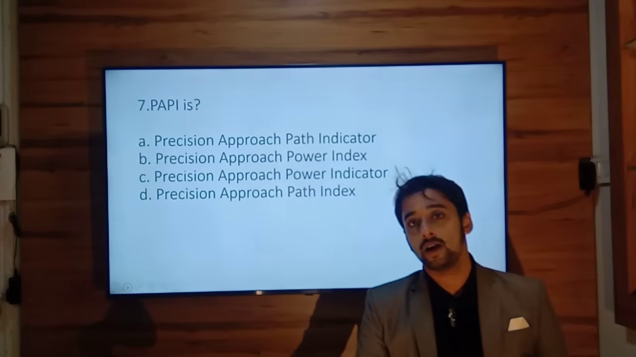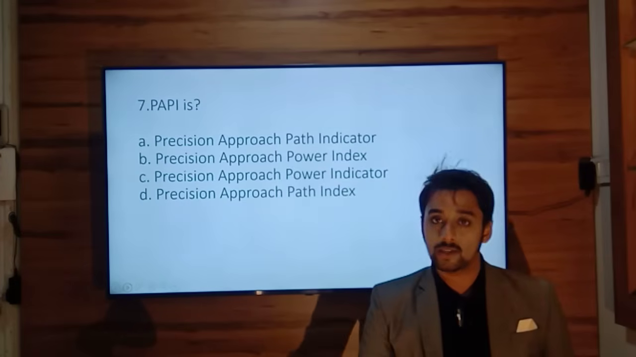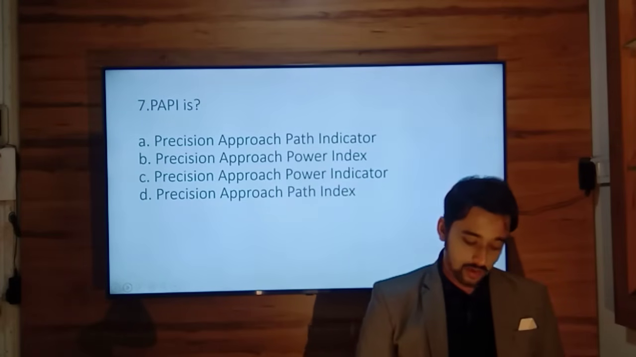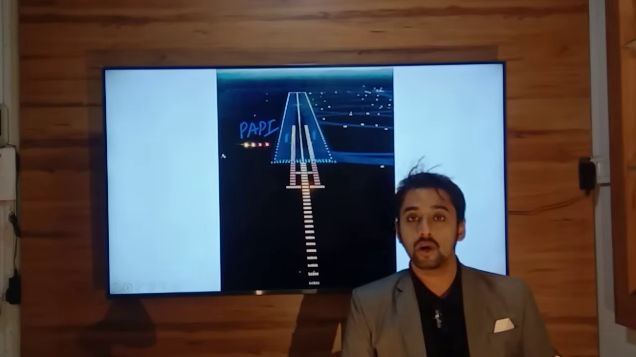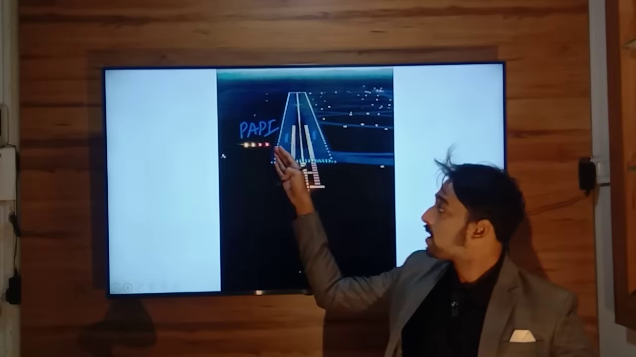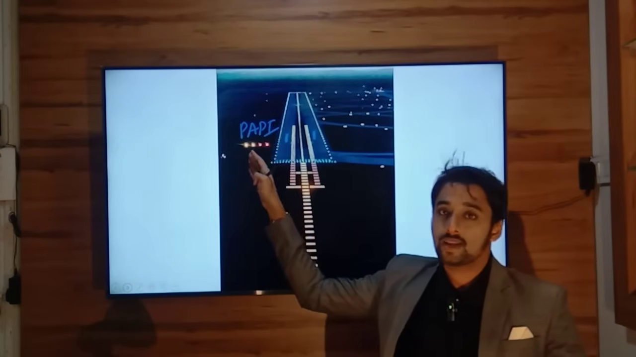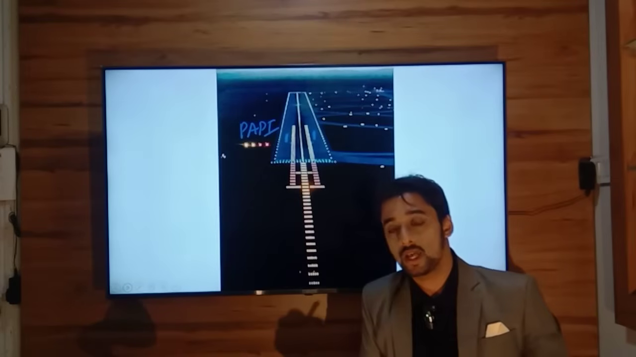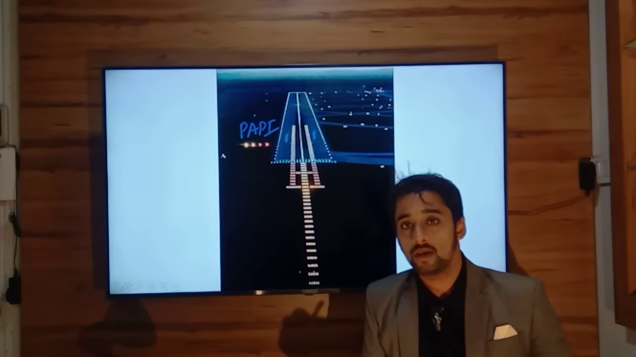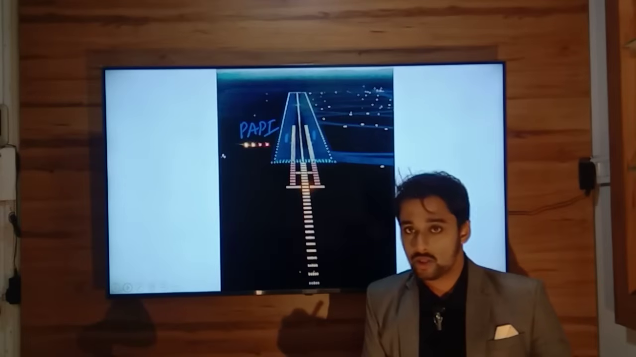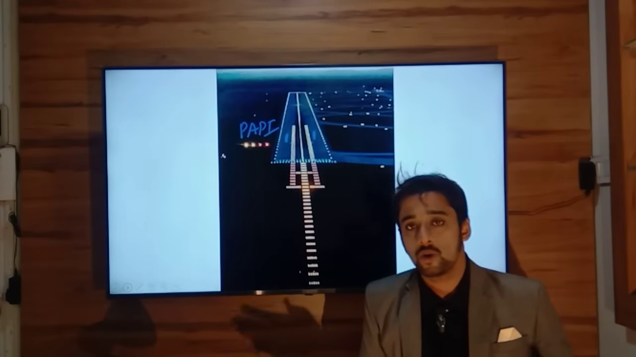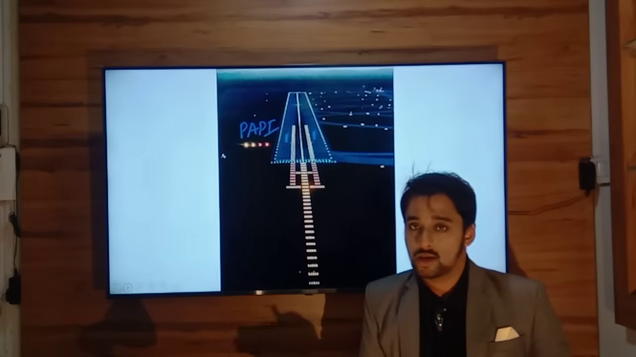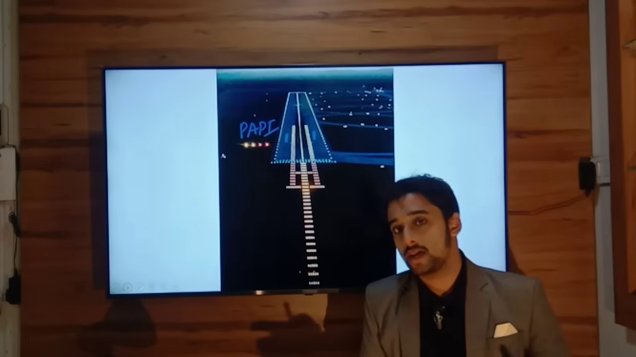PAPI is what? Papa Alpha Papa India. The full form of PAPI is Precision Approach Path Indicator, option number A. Now what is PAPI? PAPI is a row of 4 lights available on the left hand side of the runway, always to the left hand side, so that it is visible to an aircraft landing on that runway. It is useful to aircraft landing. It is not useful for aircraft taking off or taxiing or any other maneuver. Only for aircraft coming in for approach and landing.